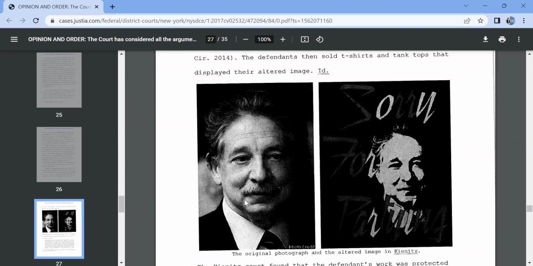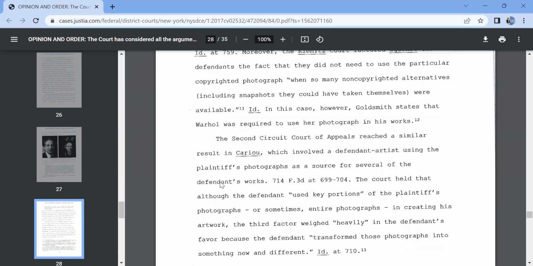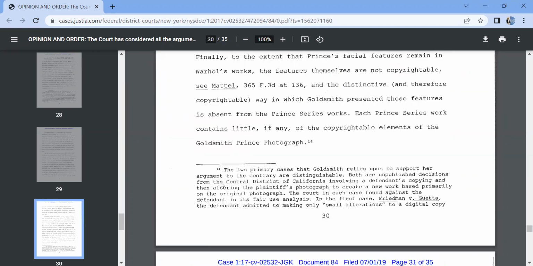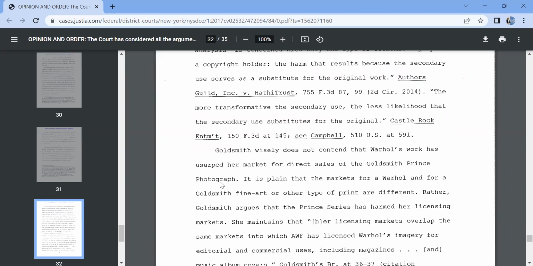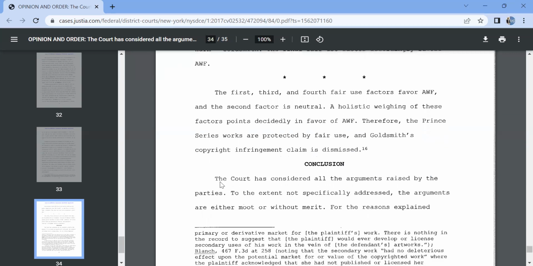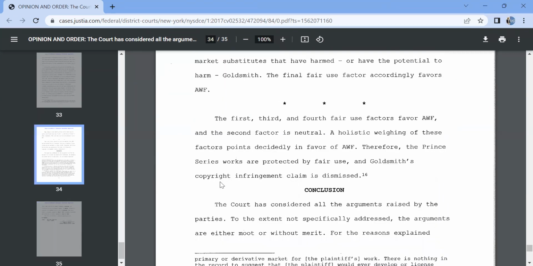And then they cite some case law. What is very interesting about common law is that they use many cases in order to prove the point.